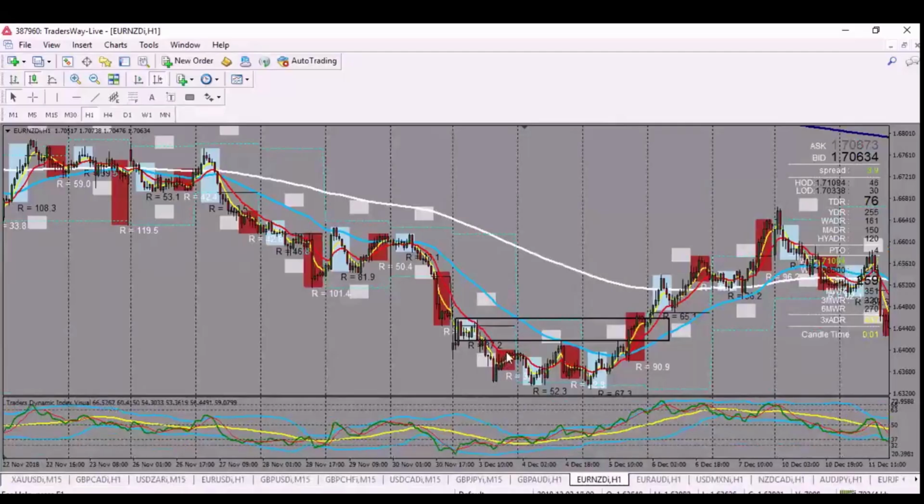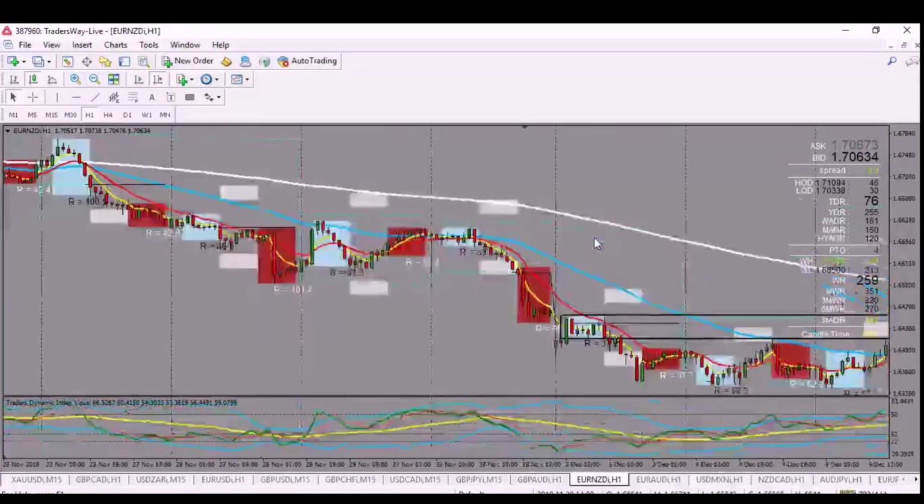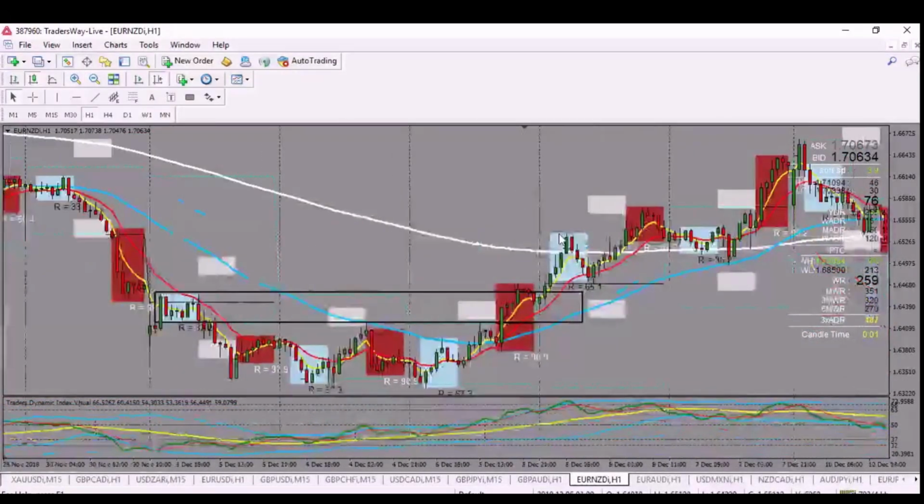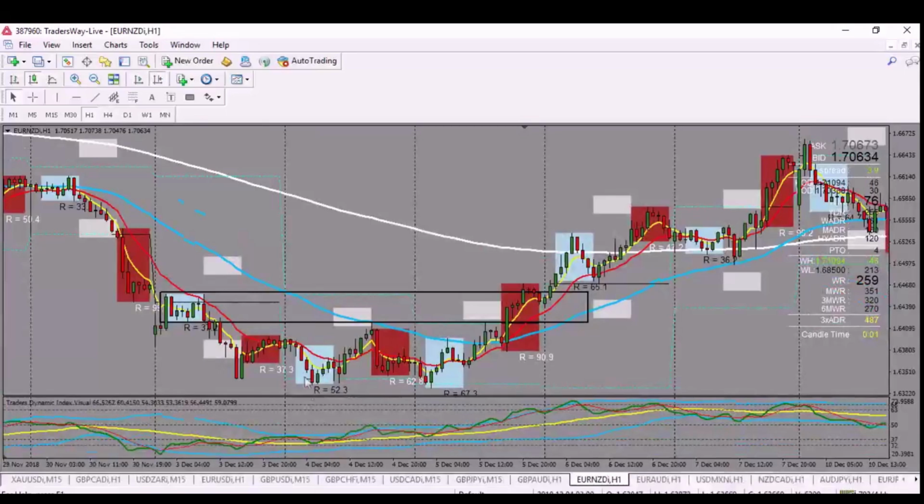We're going to come back and consolidate, and this is where we get our pattern. Can you see this right here? This is a W formation right here. There's our W formation right here.